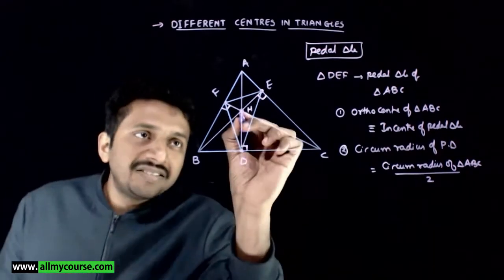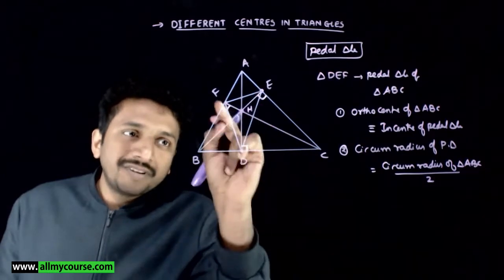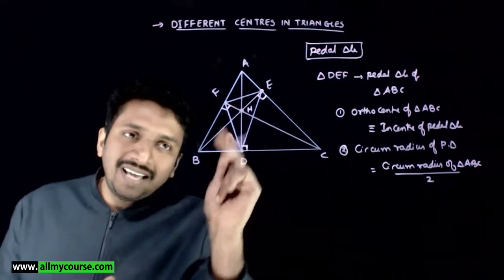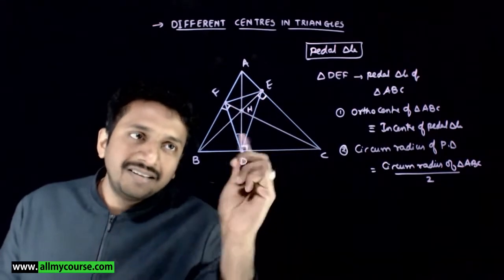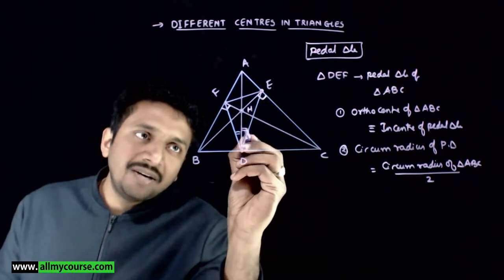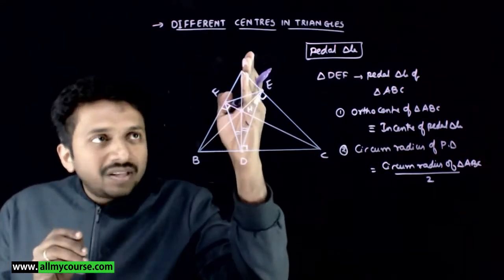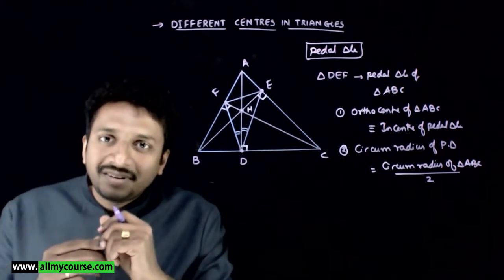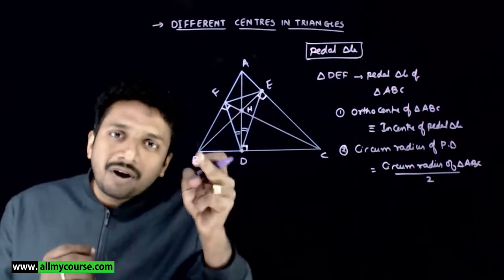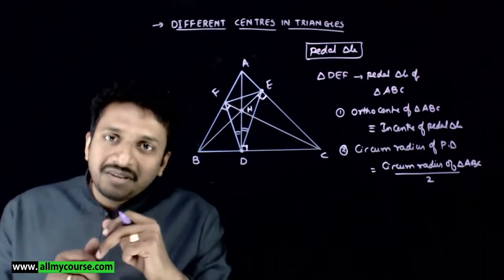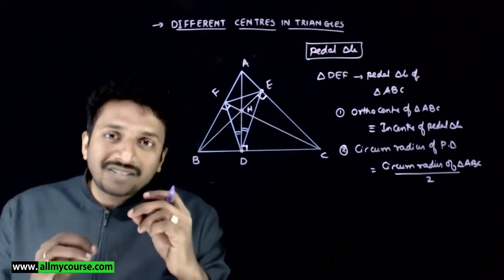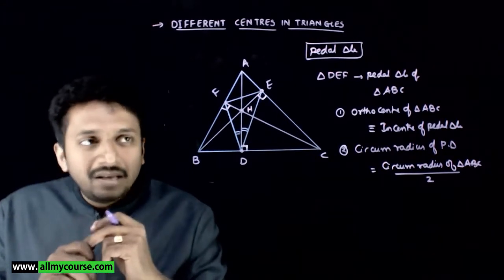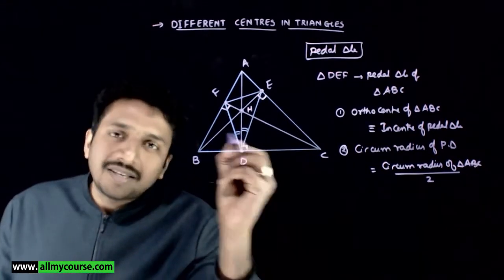To prove that H is the incenter of the pedal triangle, I need to prove that this line DA is the angle bisector of angle D. That means I need to prove that this angle is equal to this angle. If I can prove that the altitude of triangle ABC is the angle bisector of triangle DEF, then the point of intersection of altitudes of triangle ABC, which is the orthocenter, will be the same as the point of intersection of the angle bisectors of triangle DEF, which is the incenter. So my aim is to prove that these two angles are the same.